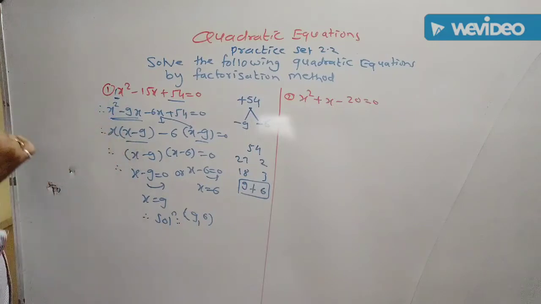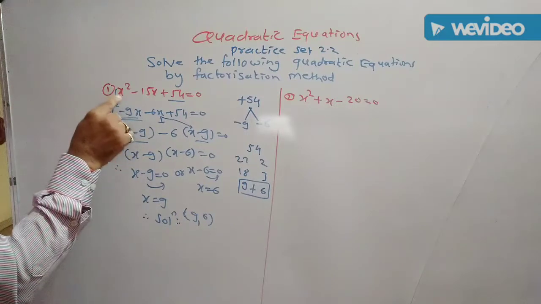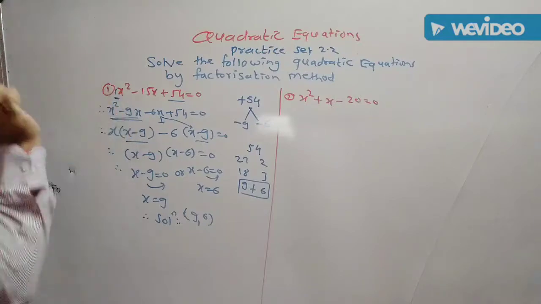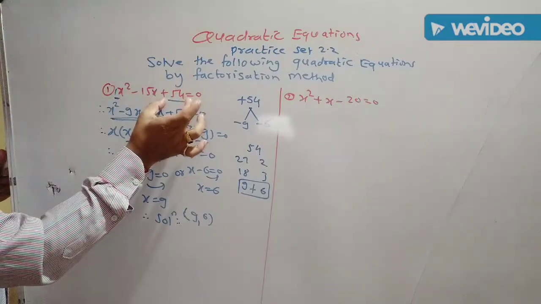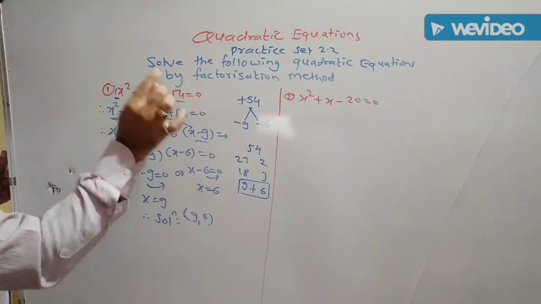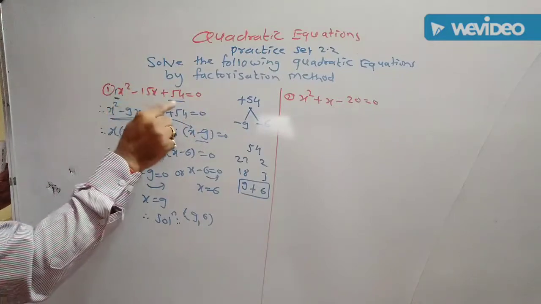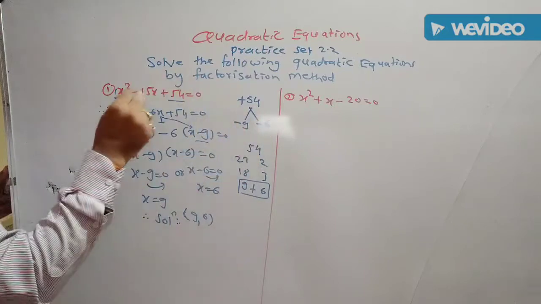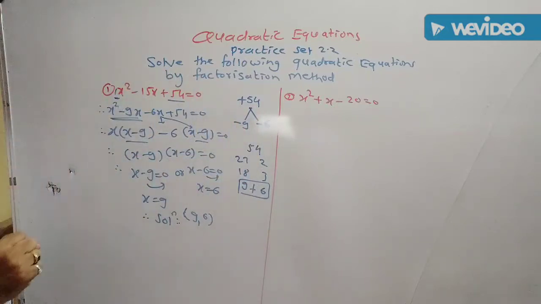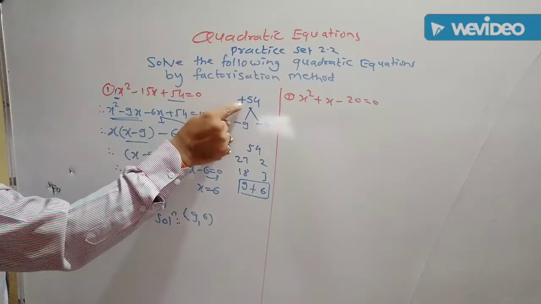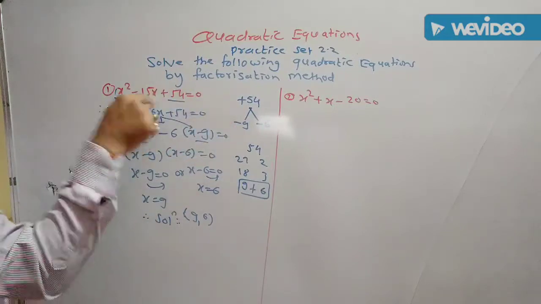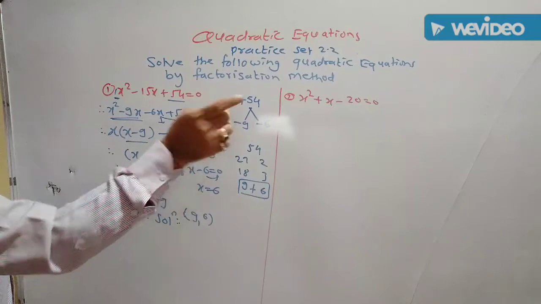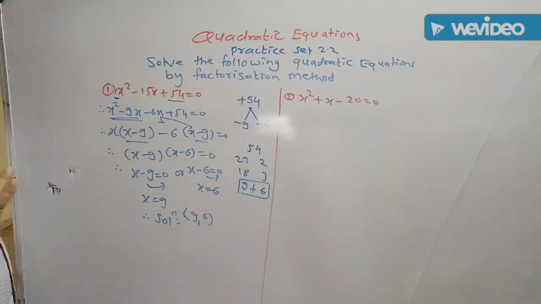In this type of example, that is, the examples in which the coefficient of the square term is 1, we consider the constant term with its sign and find two numbers such that the constant term is the product of those numbers and the middle term is the addition of those numbers. If the product is positive, we take the addition. If the product is negative, we take the subtraction. Here the product is positive, therefore we take the addition.